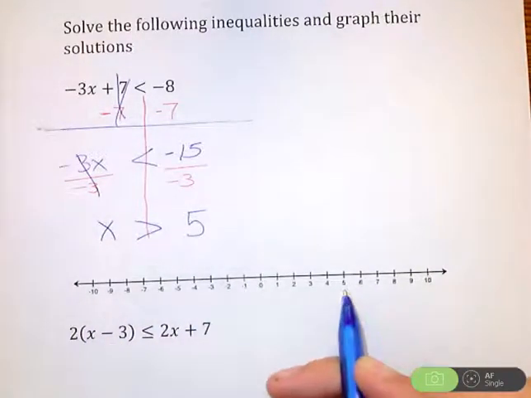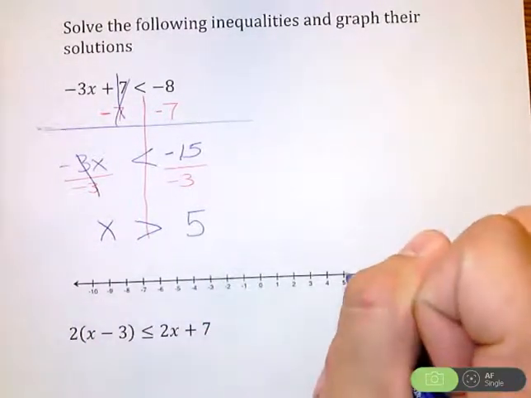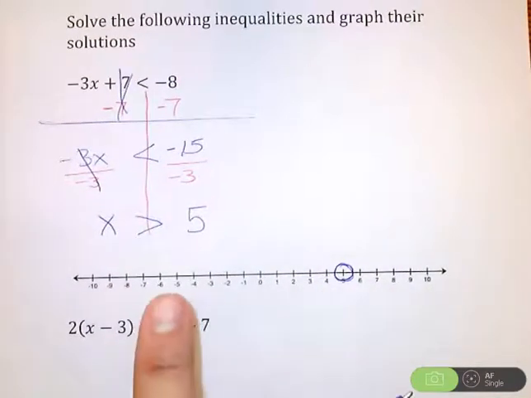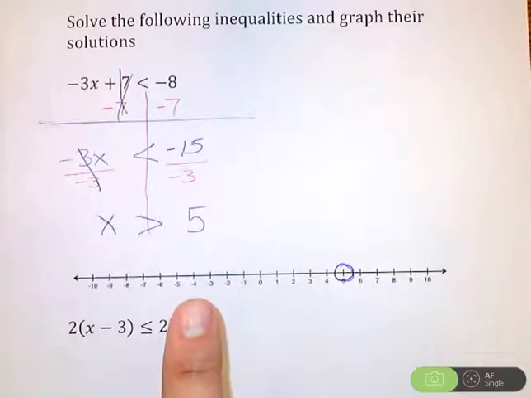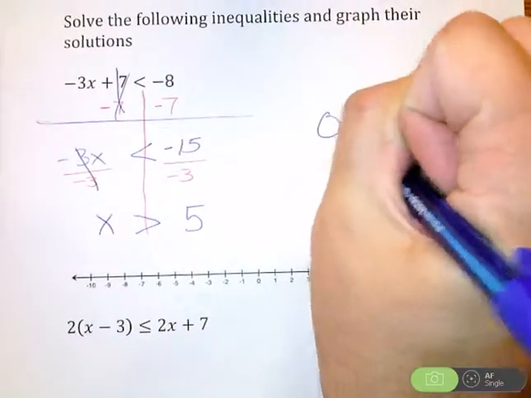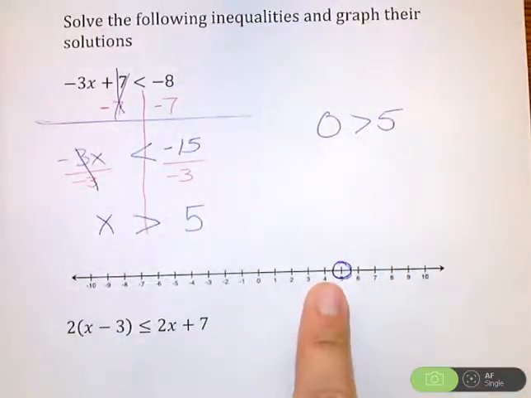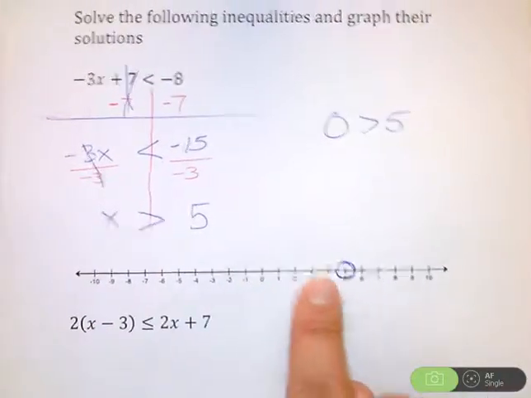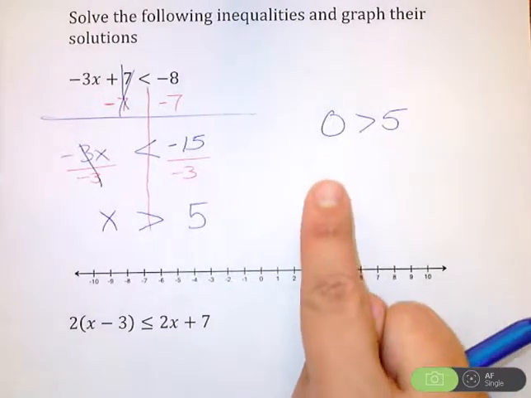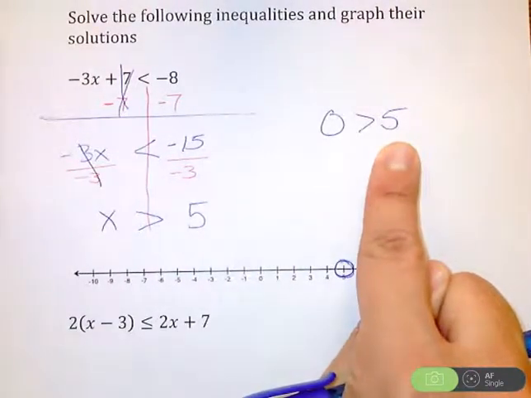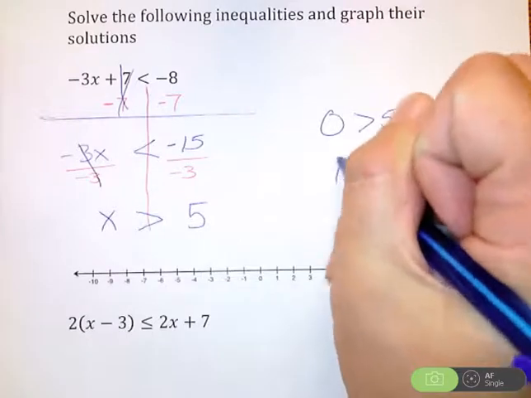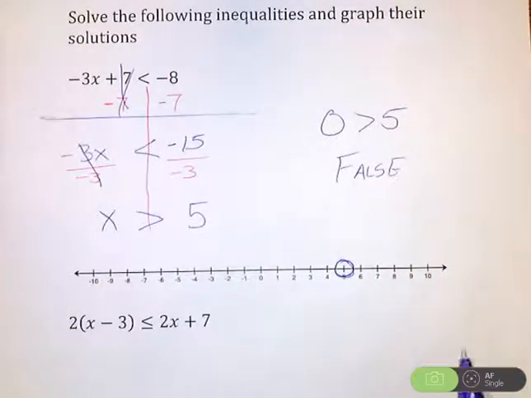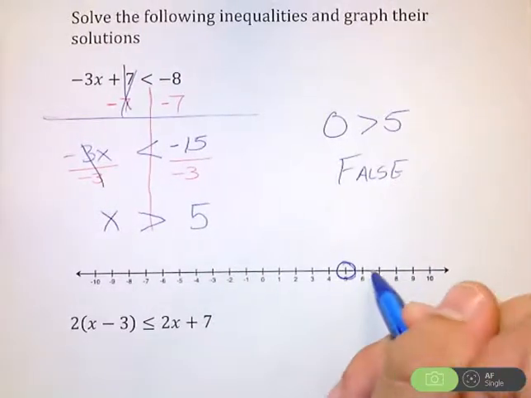So if I'm graphing this, I'm going to go to 5. I'm going to have an open circle. And I'm going to plug in 0. 0 is always the easiest number to use. Plug in a 0. If this inequality statement is true, we're going to shade towards the 0, which would be to the left. If it is false, we're going to go away from the 0, which would be to the right. So I have 0 is greater than 5, which is false. 0 is not greater than 5. So I need to go away from the 0, which is to the right.